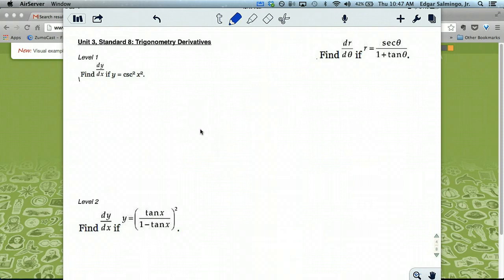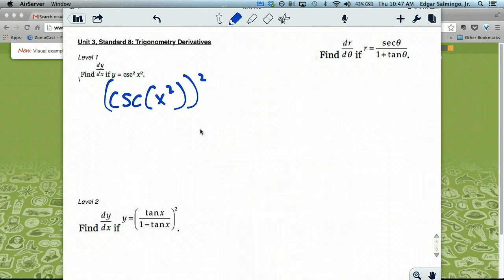First of all, I see this cosecant squared x squared. This can be rewritten as cosecant x squared, and that whole thing is being squared. So this is a chain rule type problem. I have the 2 power, I have cosecant, and I have x squared. So I have a 3-layer product rule problem. So what I'm going to do is the chain rule.